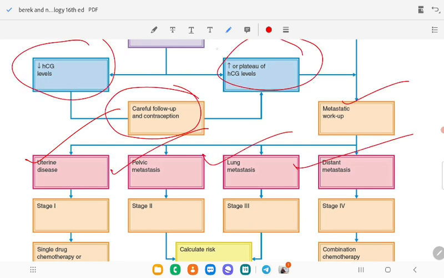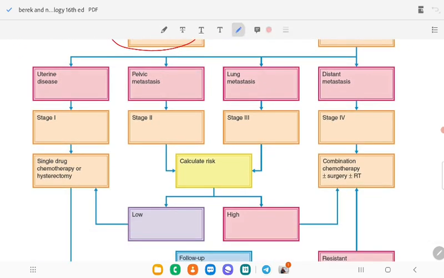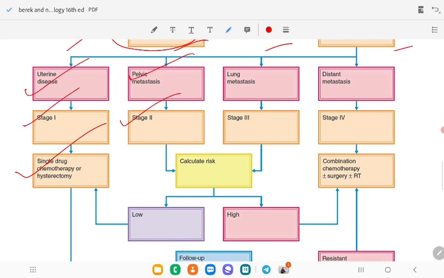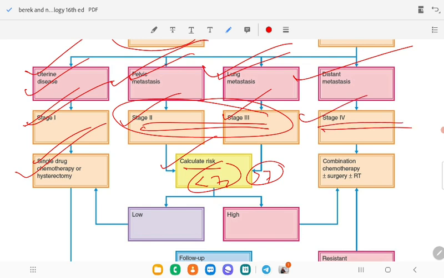If it is stage 1, then single drug chemotherapy. Stage 1 single drug chemotherapy, pelvic metastasis is stage 2, and lung metastasis is stage 3. For stages 2 and 3, you have to stratify as low risk or high risk based on a score of less than 7 or more than 7. Then stage 4, distant metastasis: combination chemotherapy, surgery, plus or minus radiotherapy.